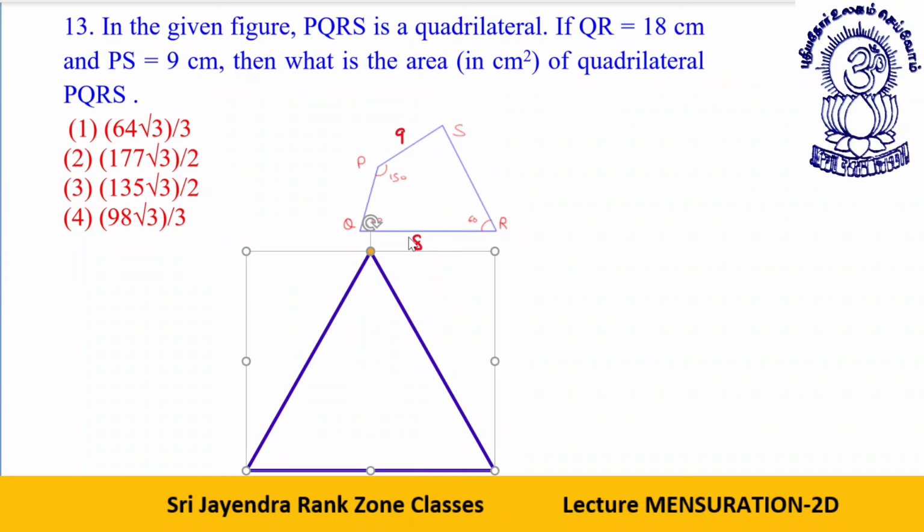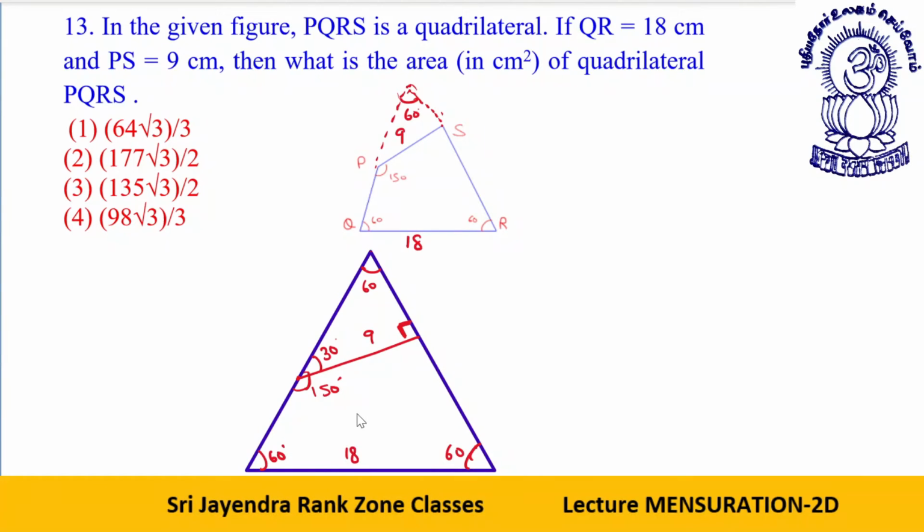Now this is 18. See, somewhere like this, I draw a line 9. This angle is 150 degree. This angle is 60 degree. This angle is 60 degree. I produce both these sides like this. Where will they meet? 60, 60, this will automatically be 60 degree. This is 30 degree. This is 90 degree. This side is 18.